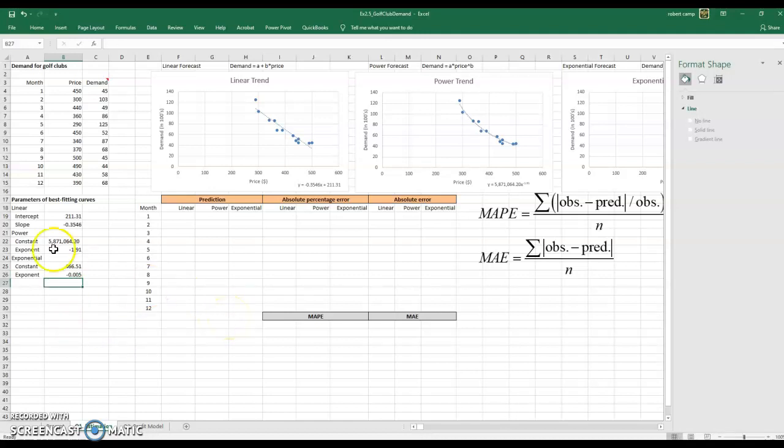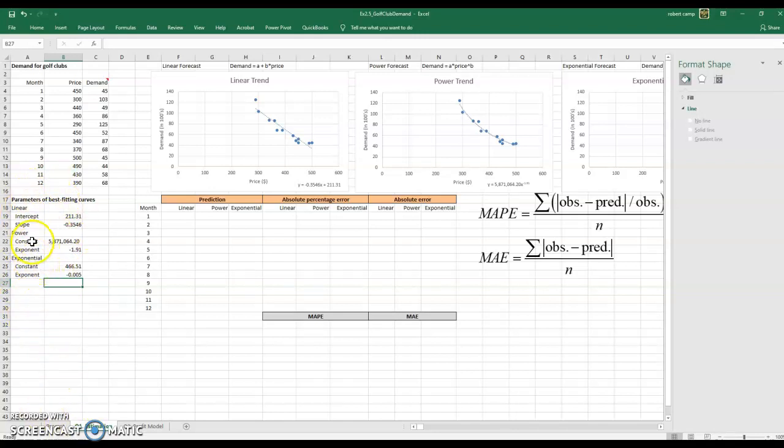Okay, so now these are our best fitting parameters. And so now what we're going to do is our predictions. Now, I am going to be dragging information down here, so we'd either have to put in dollar signs and lock things in, or we can give these guys range names. I'm going to give them range names.